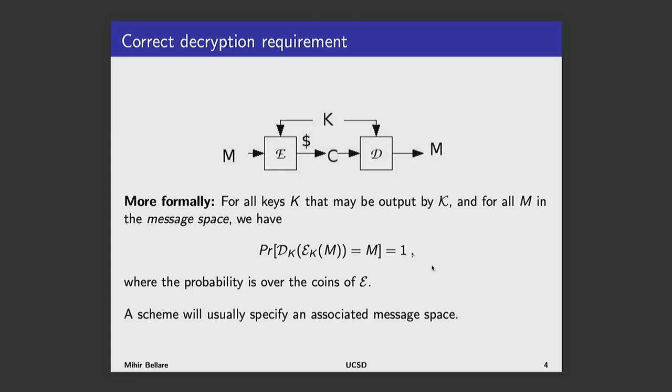But we ask that it's 1, so it hardly matters. It just says always you will have correct decryption. What is this message space? It'll be our job when we give schemes to say what it is. So if I give you a scheme, I'll usually try to tell you, here's what the message space is.